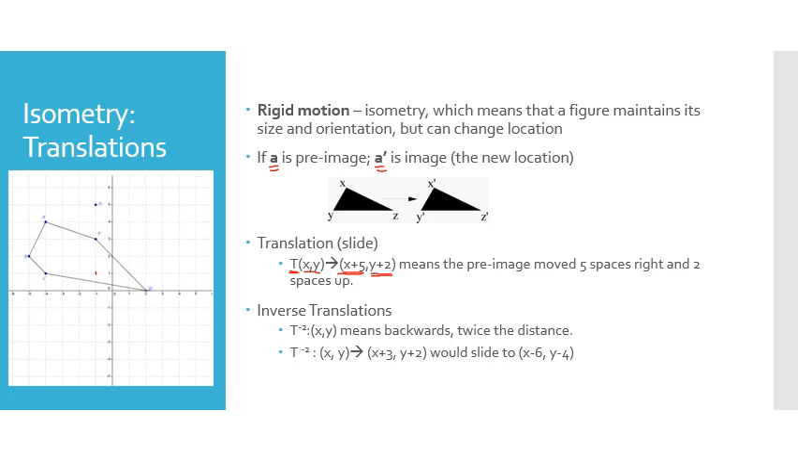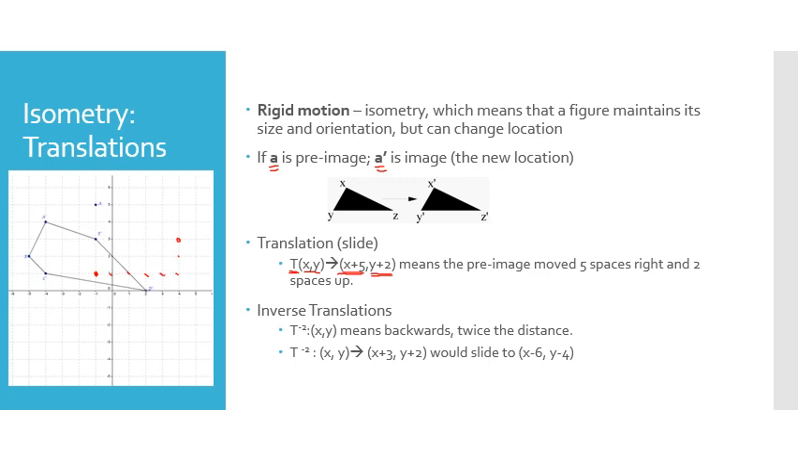So if I had this point on my graph, -1, 1, and I wanted to change it X plus 5, Y plus 2, I'd move 5 spaces to the right. Then I would turn and go 2 spaces up, and my new location, my image, would be 4, 3.